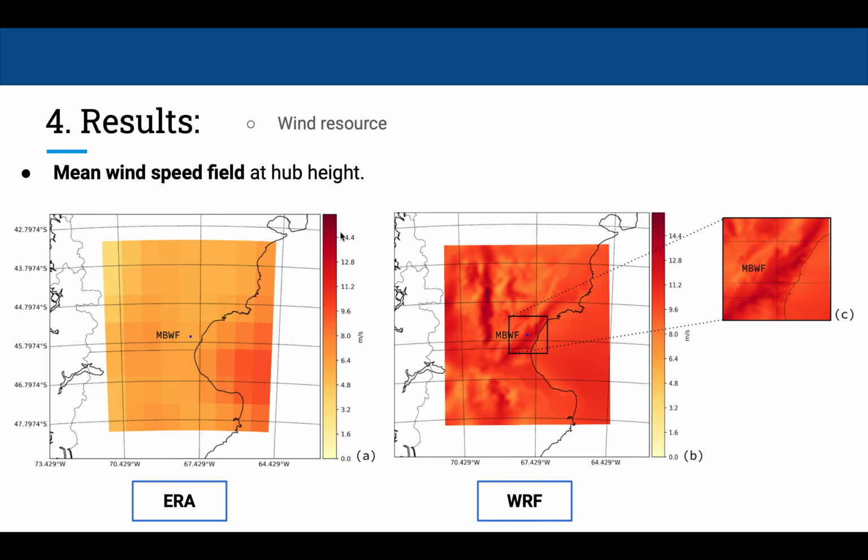On the other hand, we can also observe in the mean wind speed fields at hub height how the increase in the resolution allows us to observe the local topographical effects impacting the wind resource assessment. So this will lead to a more accurate estimation, not only of the wind speed, but also of the wind direction.